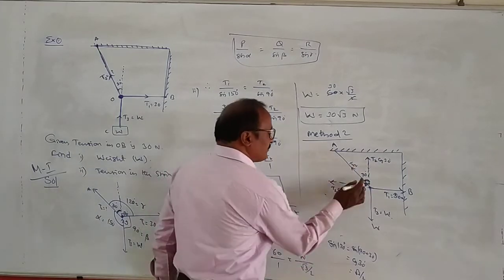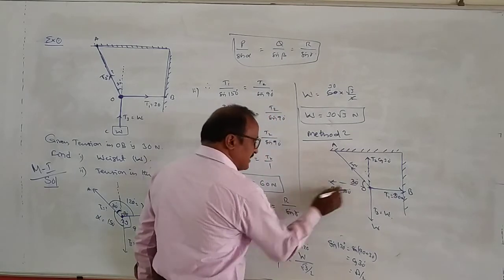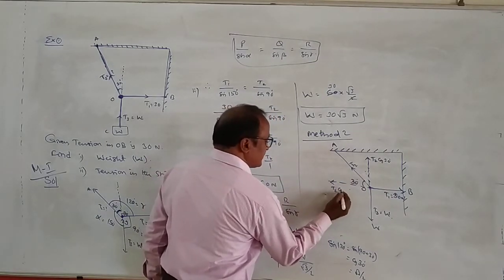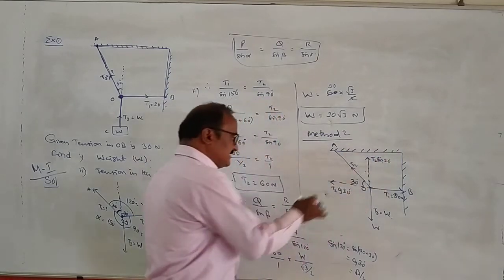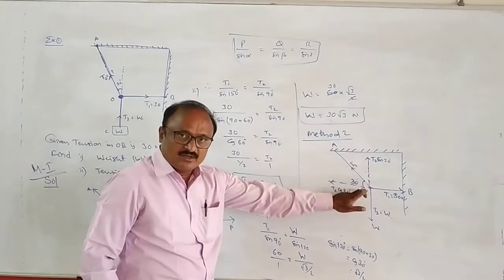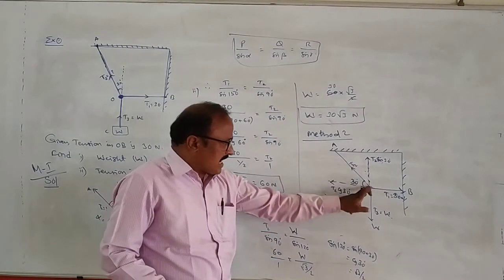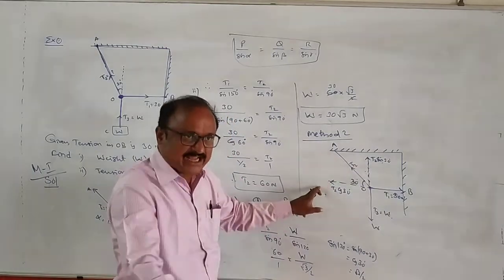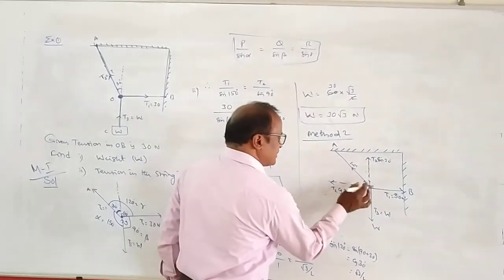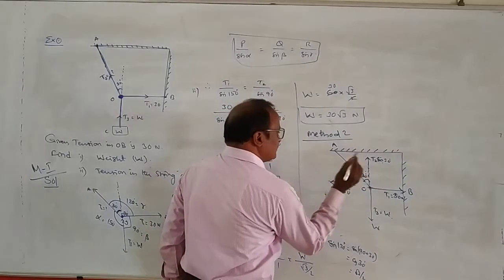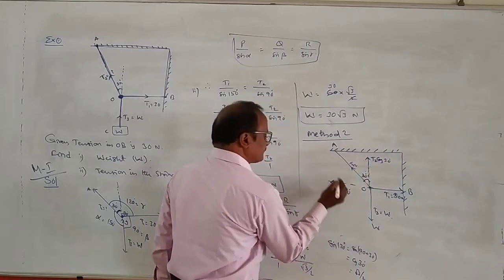If this 30 degree angle is given here, the component on this side will be T2 cos 30, and its perpendicular component is T2 sin 30. When finding the component along the axis that makes the angle, it should be cos 30, and the remaining one is sin 30. But in this situation, this is the angle, that's why it is T2 cos 30 and this is T2 sin 30.